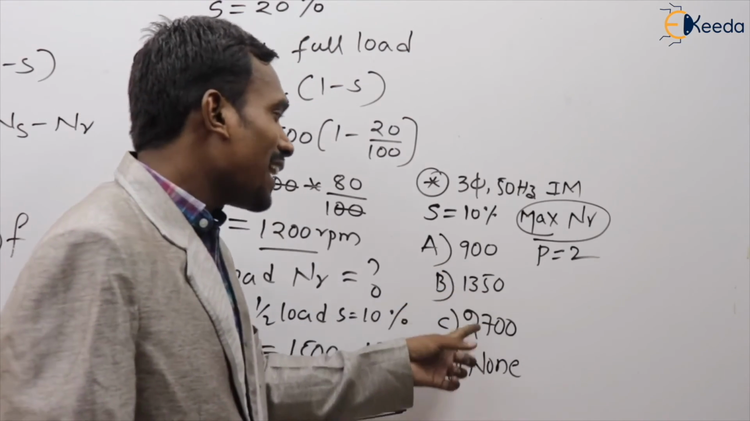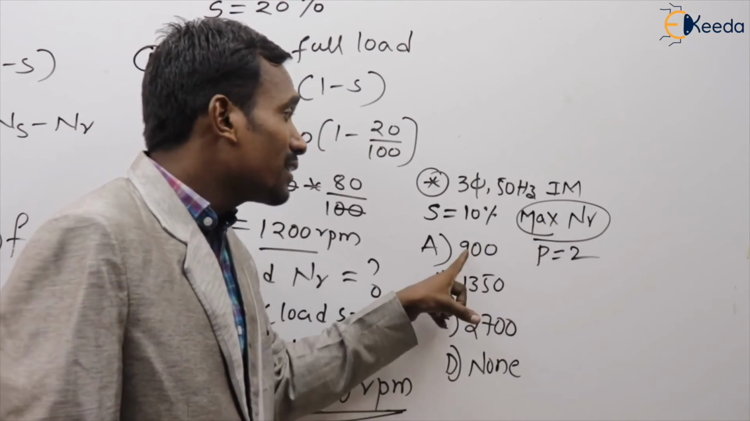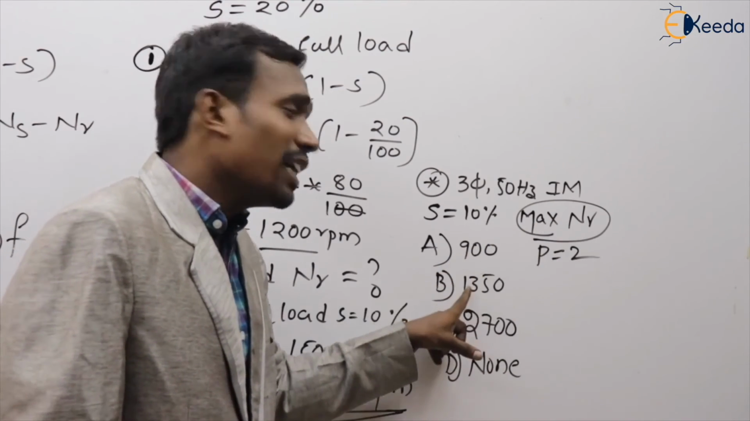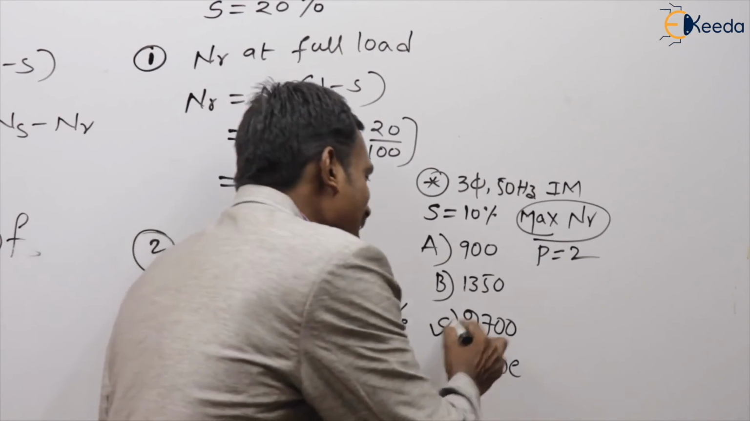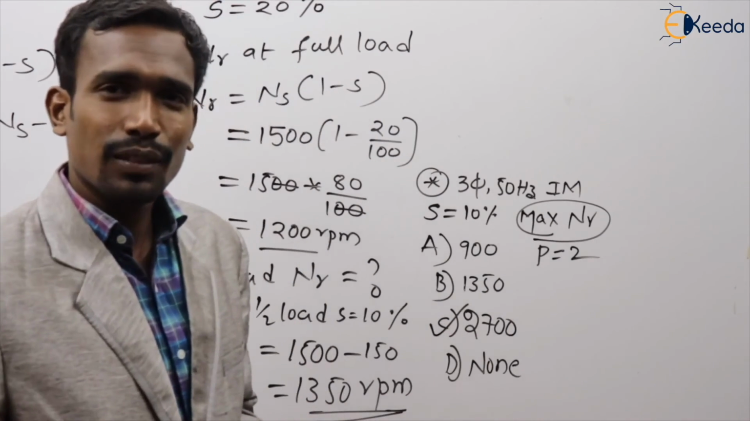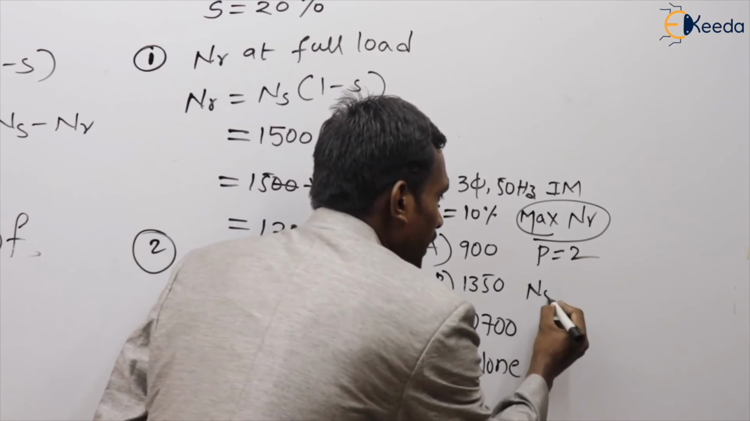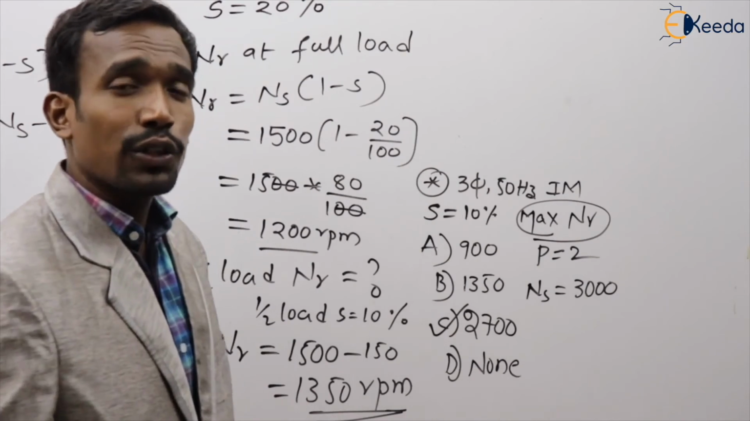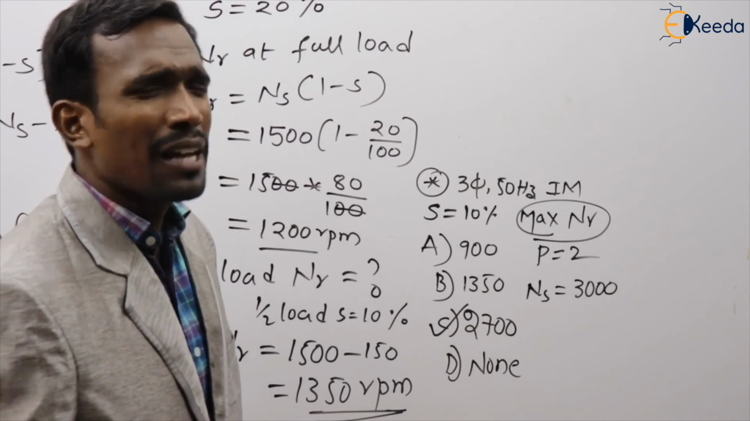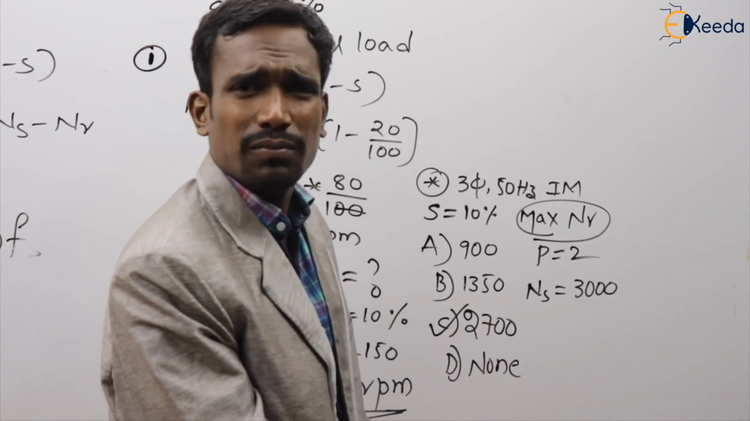Actually, these three are the correct answers, but this is for 6 pole, this is for 4 pole, this is for 2 pole. So what is the actual answer? C. Why? For 2 pole, my synchronous speed is 3000 RPM. That is the maximum speed, sir.